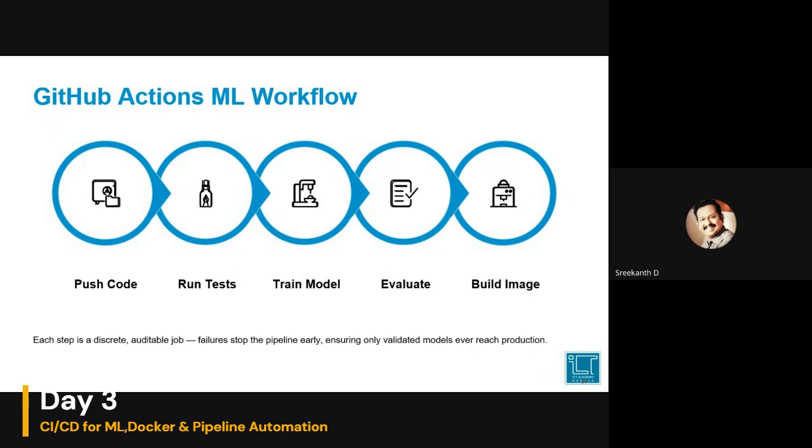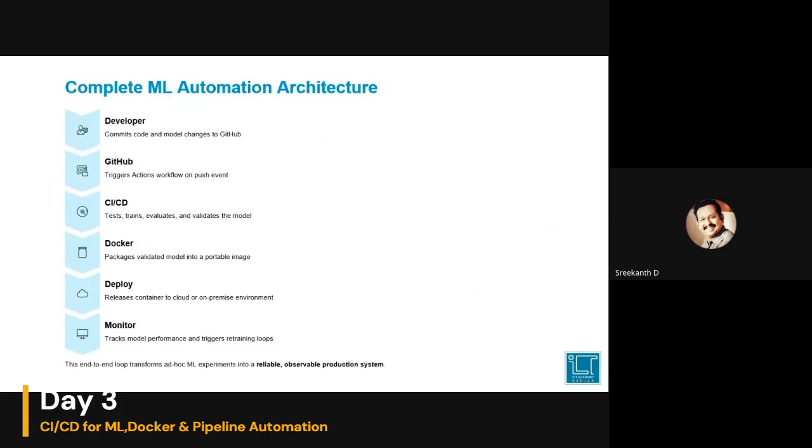Each step is auditable. That means we can have a proper track. Failures stop the pipeline early, right? This protects the production systems. So this is the workflow, or what can be assured, right? So while we are thinking about the completion of the ML automation architecture, say this is the full loop.